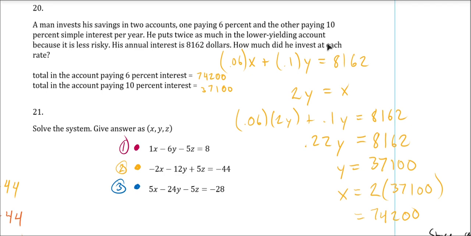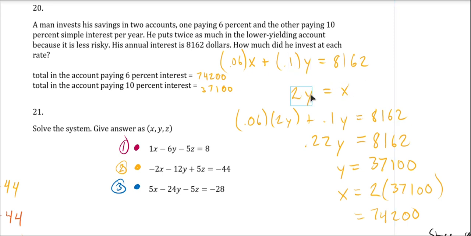So a man is putting his money into a simple interest account. This is going to give him interest equal to a percentage times the amount of money in the account. They say that the amount of interest that he gained was $8,162 after investing some money in a 6% account and some money in a 10% account.